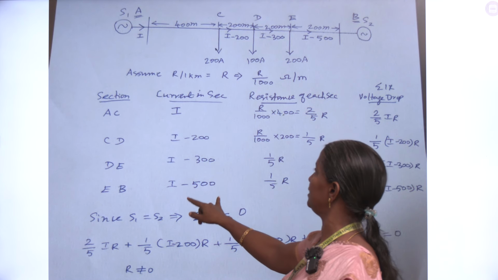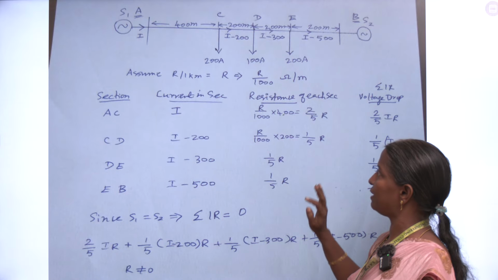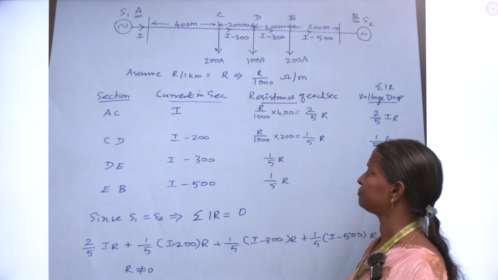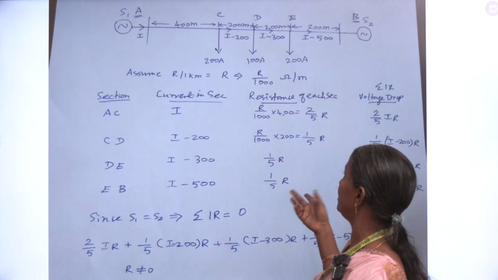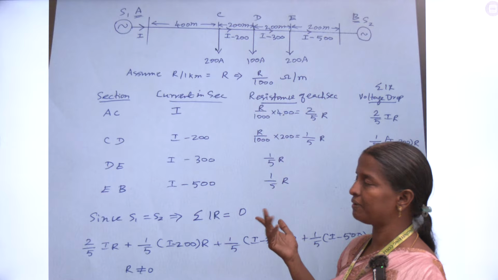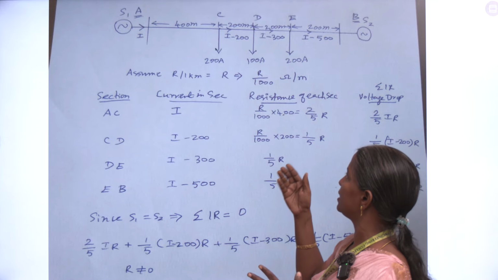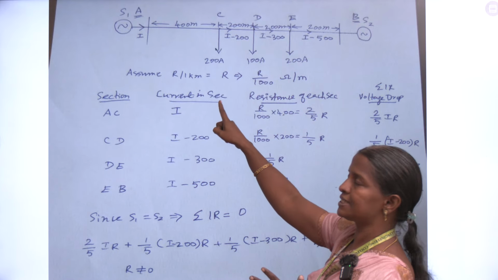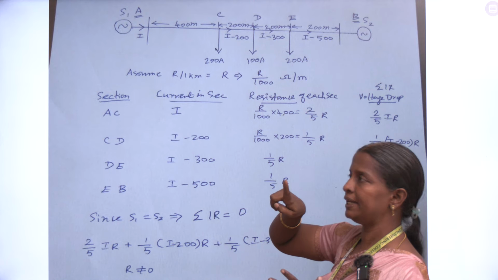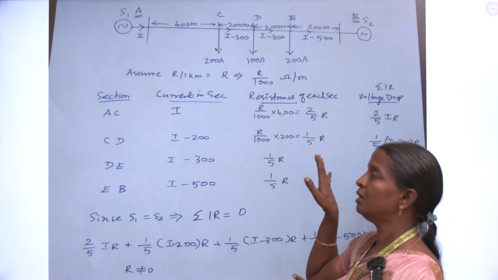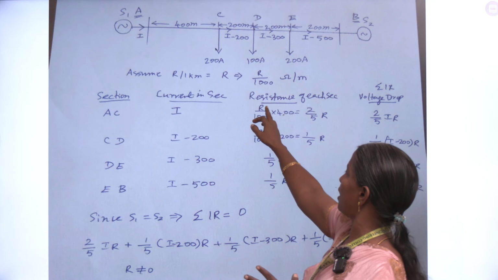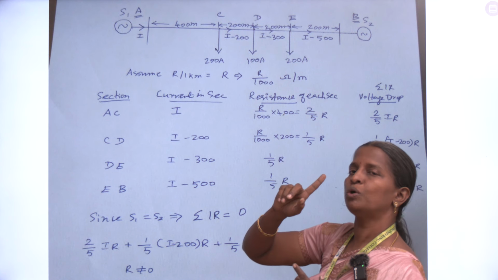So these are the current in each section. And the next one we have to calculate the resistance. How to calculate the resistance? In the problem they didn't mention the resistance, so we have to calculate it. We are assuming resistance per 1 kilometer length is R. So that is R divided by 1000 ohm per meter length. So R by 1000 for 1 meter length.